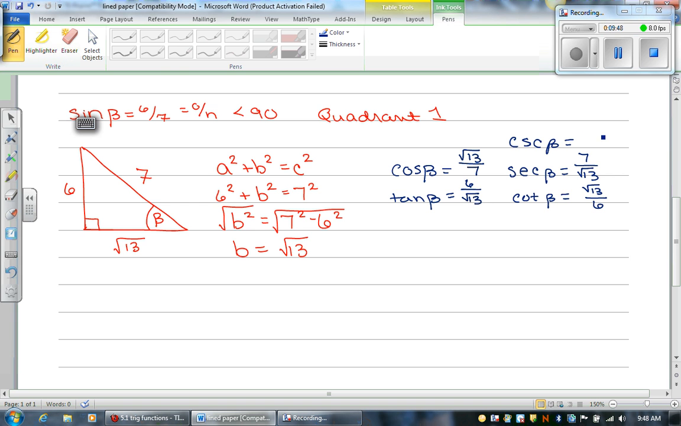So the last one we need is cosecant. Cosecant is the reciprocal of sine. We know sine is opposite over hypotenuse. So cosecant is going to be hypotenuse over opposite, 7/6. Okay, so if you're given what sine of a given angle is equal to, you can set up a right triangle based on that ratio, find the missing side, and then find the other function values.